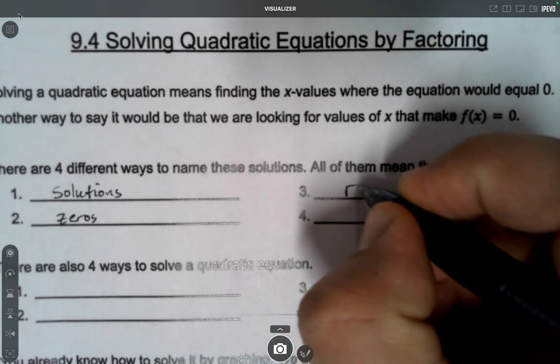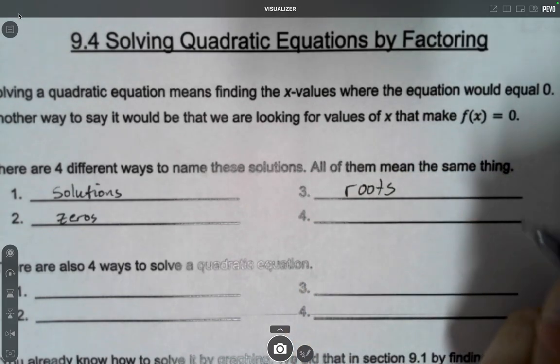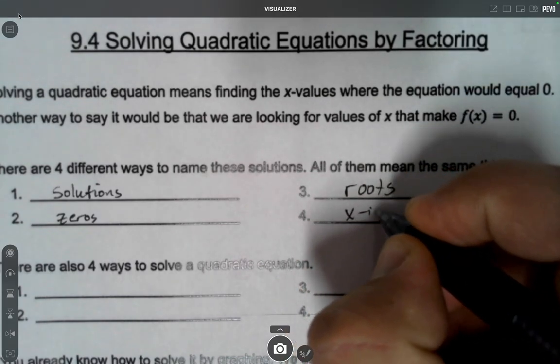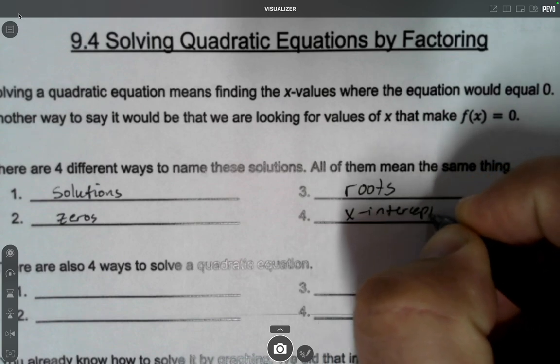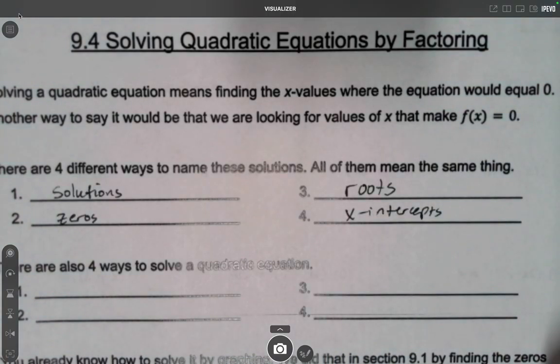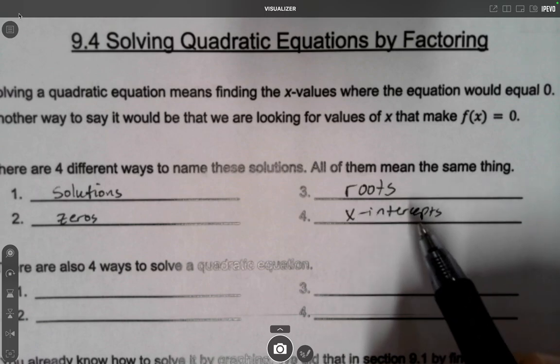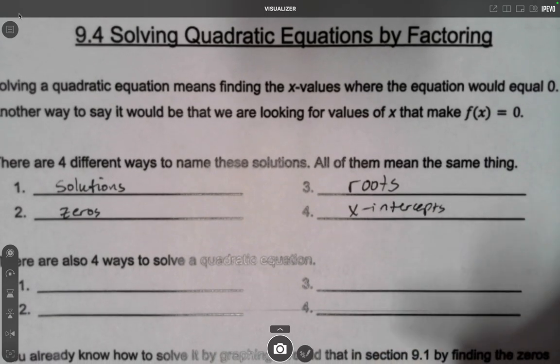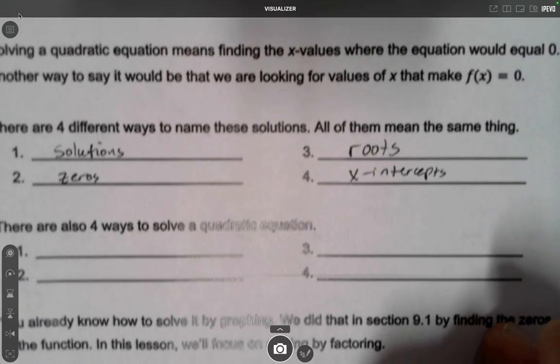the roots, the x-intercepts. Because where the function equals 0, that's also where it crosses the x-axis. So all 4 of these are the same thing.